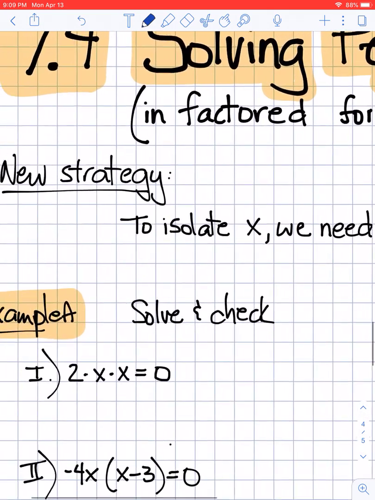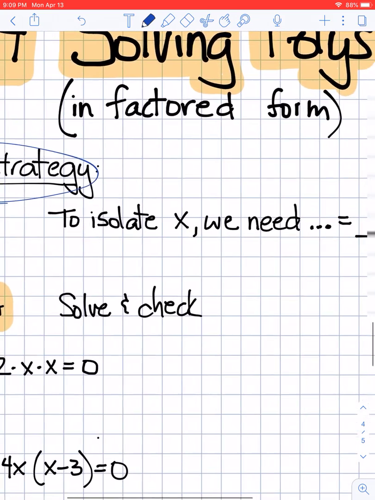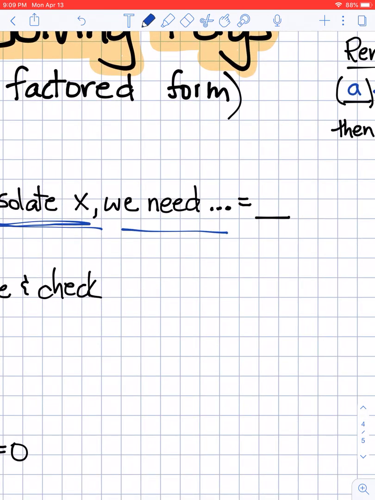Okay, new strategy today, people. The strategy is that to get x by itself, we need an equation to be equal to, based upon that zero product rule, a 0. This is a bad smiley face. Sorry about that cough.